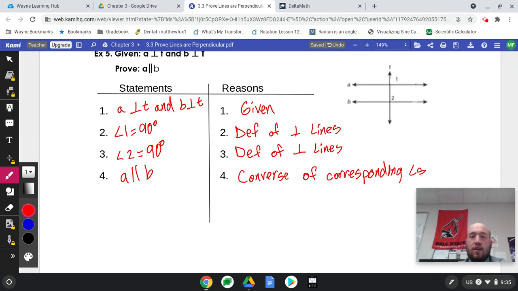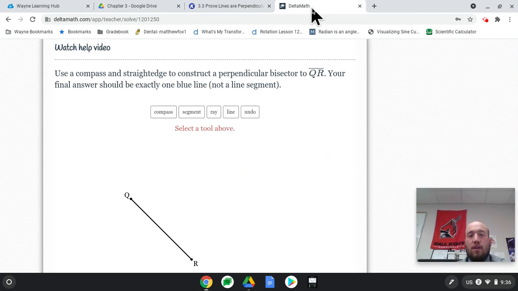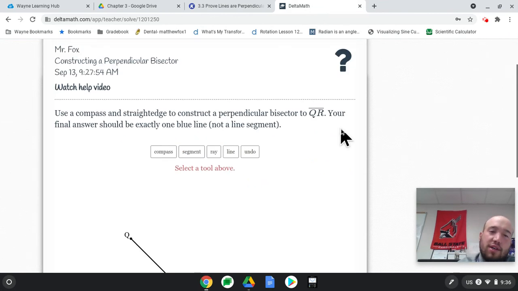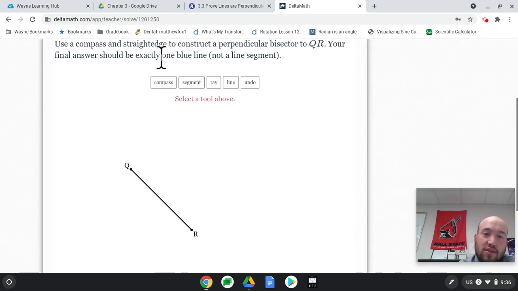Okay. Now, on your Delta Math today, the first problem, I want you to look and watch as I do it with you. So you're going to be asked to do this twice. Construct a perpendicular bisector. So if you want, you can pause the video, open up Delta Math. Notice it says use a compass and straight edge to construct a perpendicular bisector. So the first thing we're going to do is click the compass. And we click on either endpoint, Q or R, and I'm going to drag it over halfway.